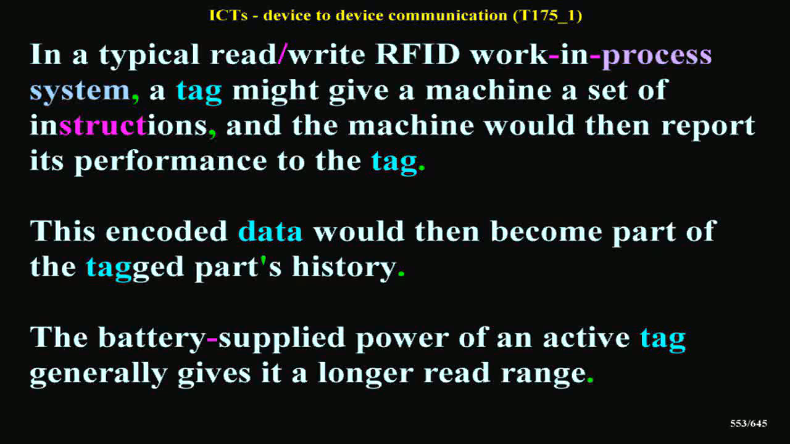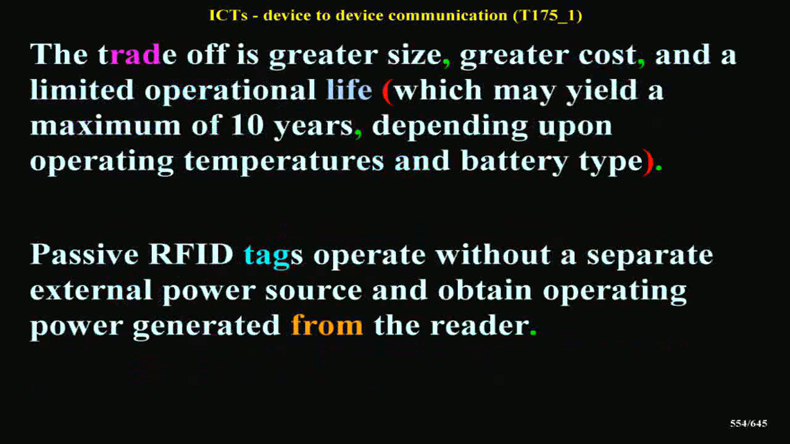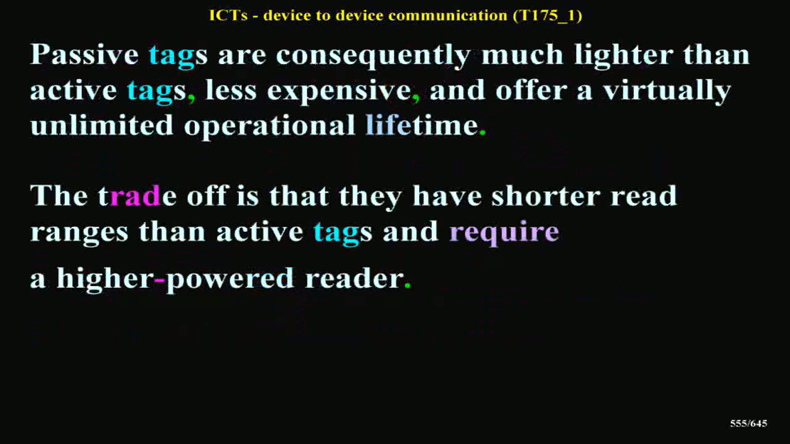The battery supply power of an active tag generally gives it a longer read range. The trade-off is greater size, greater cost, and a limited operational life which may yield a maximum of 10 years, depending upon operating temperatures and battery type. Passive RFID tags operate without a separate external power source and obtain operating power generated from the reader. Passive tags are consequently much lighter than active tags, less expensive, and offer a virtually unlimited operational lifetime. The trade-off is that they have shorter read ranges than active tags and require a higher powered reader.